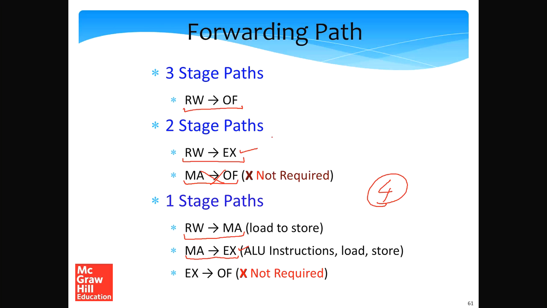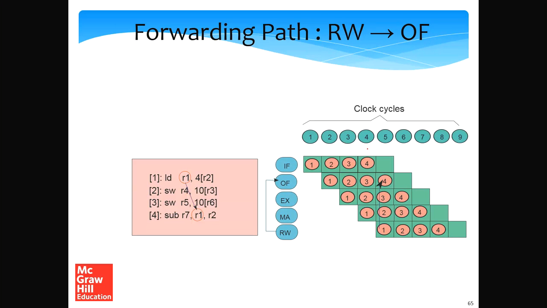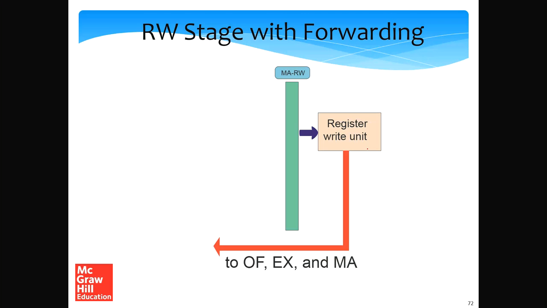So our forwarding paths are RW to OF, RW to EX, RW to MA. So RW is the biggest forwarder in that sense. It forwards to 3 stages. And MA to EX. MA to EX, we have already seen the forwarding path. We need to take a look at these three. So let's go to this path. So the register write unit, the value that it receives from the previous stages, the value that needs to be written into the register, the same value is forwarded to the OF, EX and MA stages via a forwarding path. So this is fairly simple.